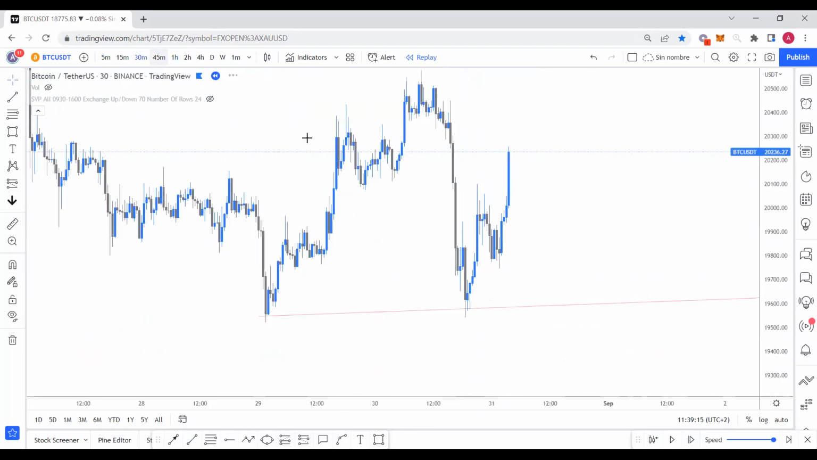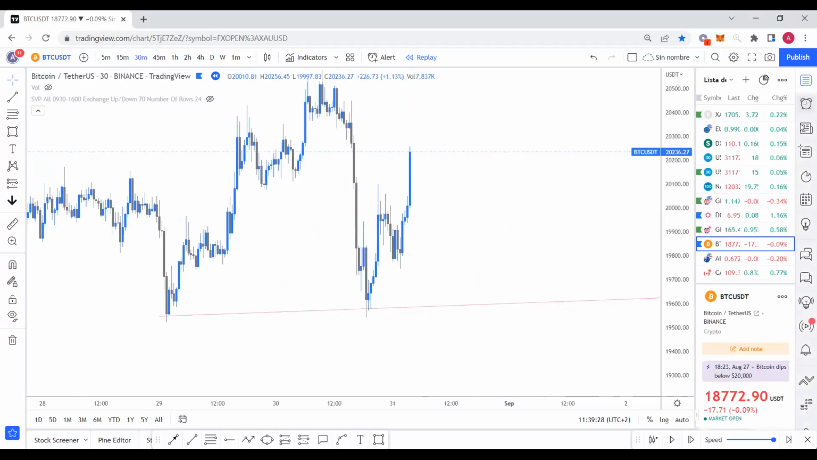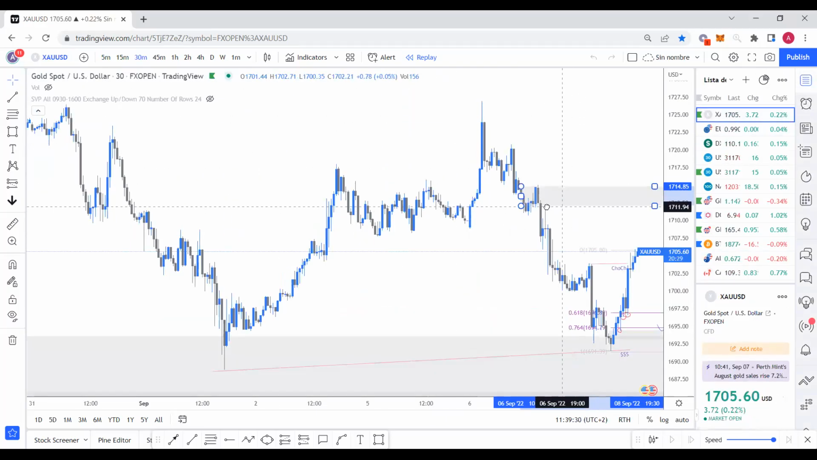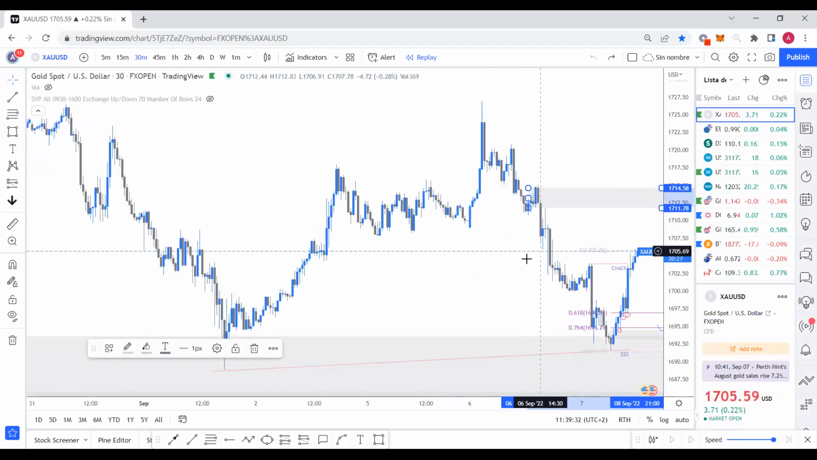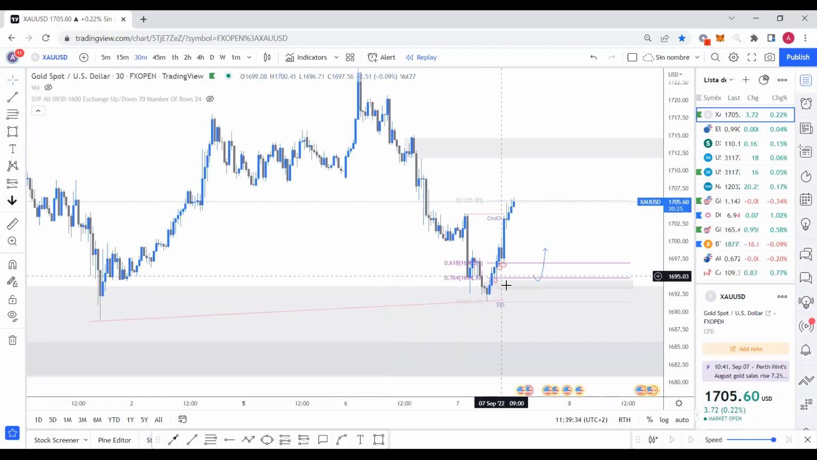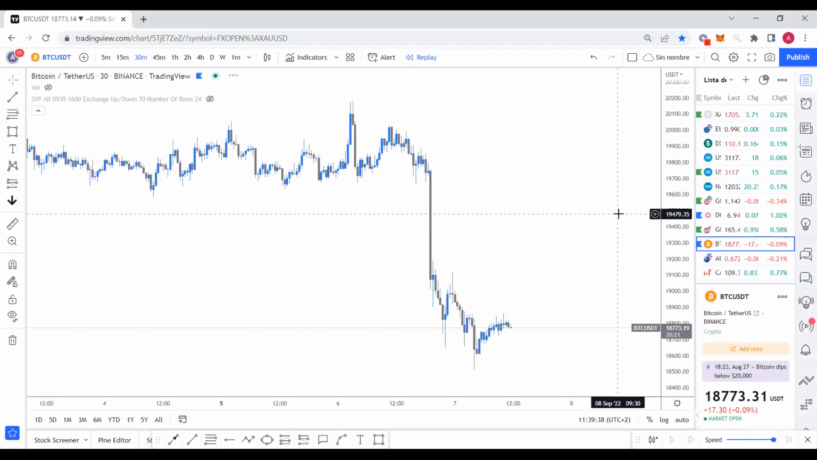If we go into the 30-minute time frame here, you see price broke above a structure, which is the change of character I'm pointing out right now. Remember gold's example, the setup I'm looking at right now for a buy. Look at this setup and then look at Bitcoin.